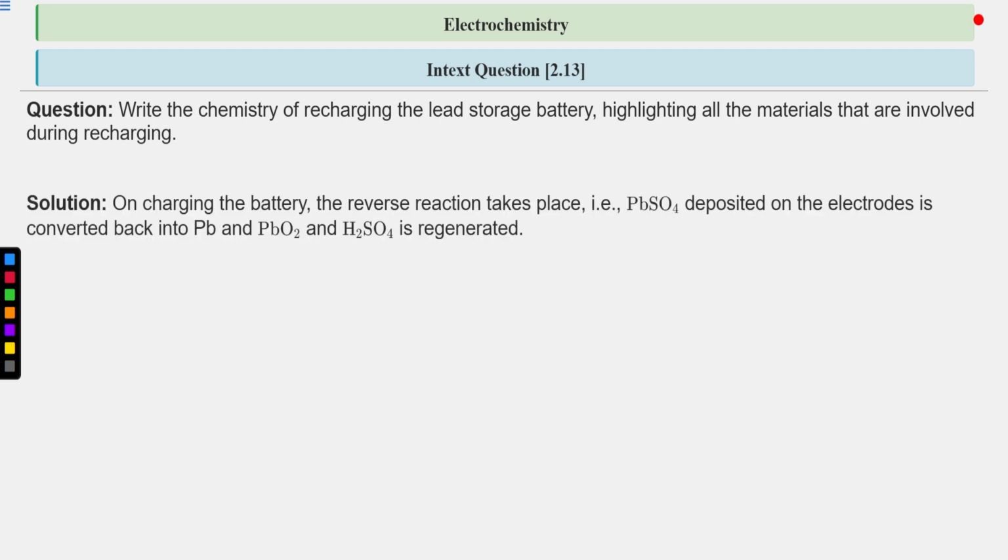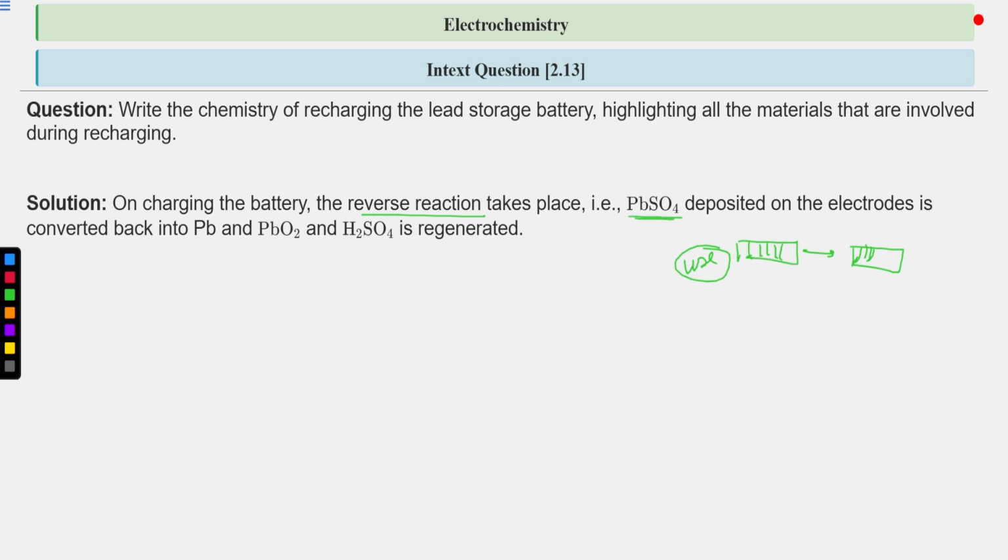Okay, now we have already seen a reaction during the use of the lead storage battery. Use means if you are taking a battery and you are using it, that means if it is full charge, it will convert to the lesser charge, right? So that was the reaction for this process. Now, when you charge the battery after the discharging, when you charge the battery, the reverse reaction takes place, right?